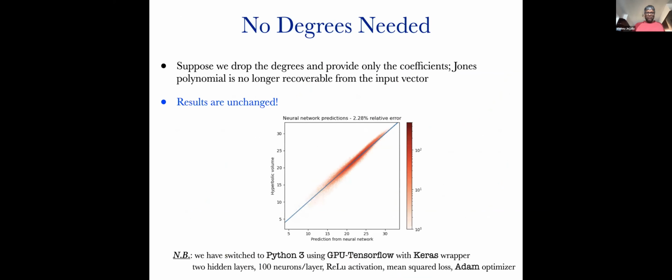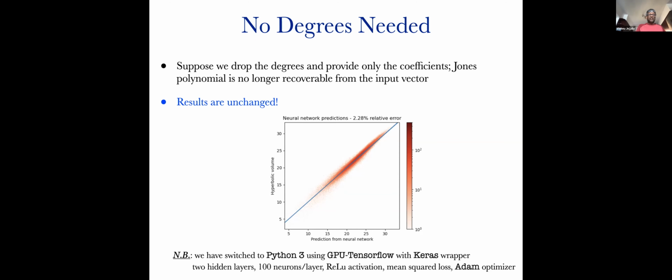We also noticed that if we just drop the degrees from the input vector and provide only the coefficients, so that the Jones polynomial is no longer recoverable from the input, the results are nevertheless unchanged. So we moved from Mathematica to Python here, and our accuracies improved slightly. They went from 2.45% error to about 2.28% error. We noticed that the prediction works just as well without knowing the degrees of the polynomials.